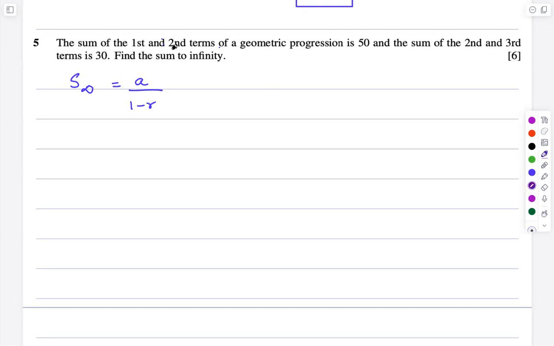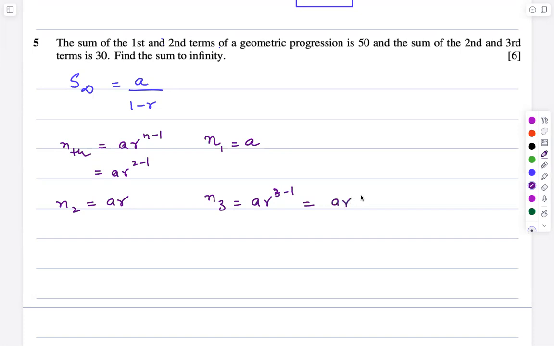Now, the nth term of a geometric progression is given by a r to the power n minus 1. For the second term, it will be ar to the power 2 minus 1, so that will be equal to ar. So the second term is ar. We know that the first term will be a and the third term will be ar to the power 3 minus 1, which is equal to ar squared.